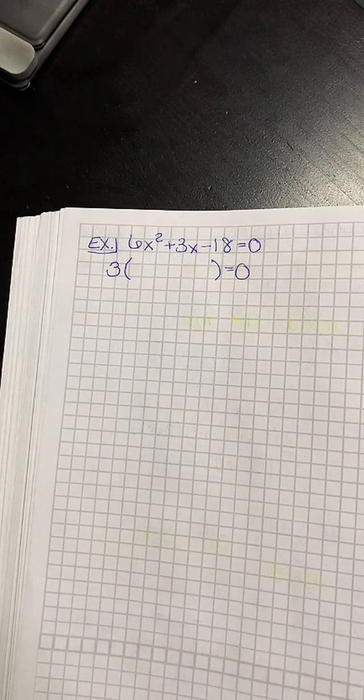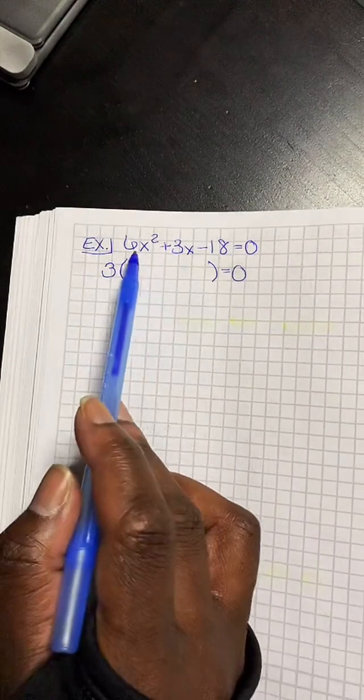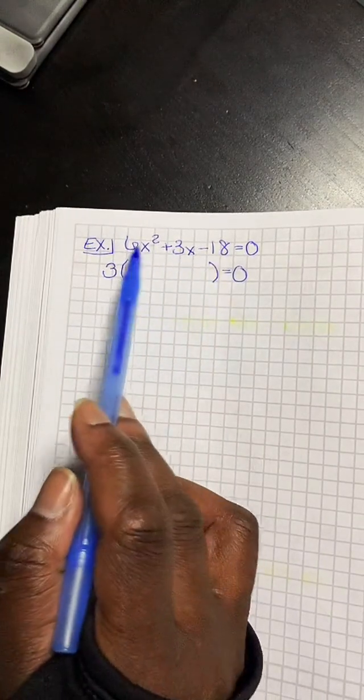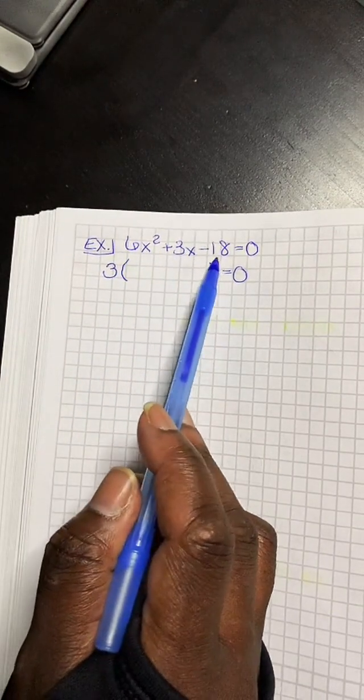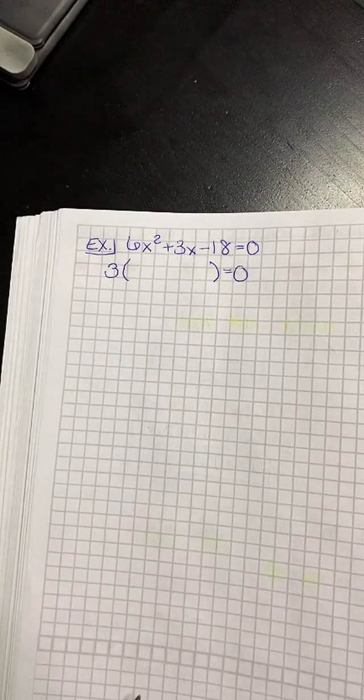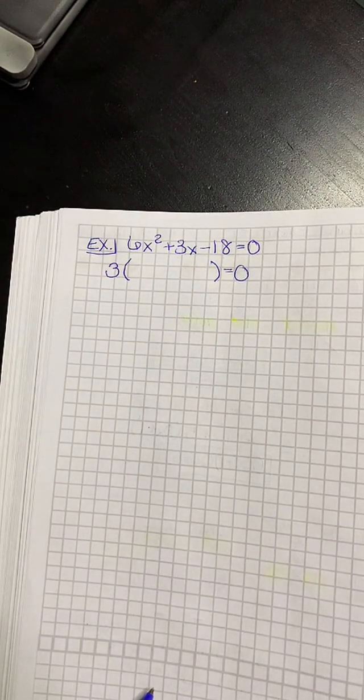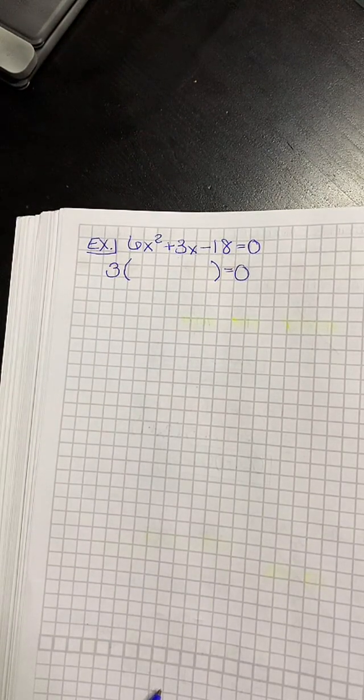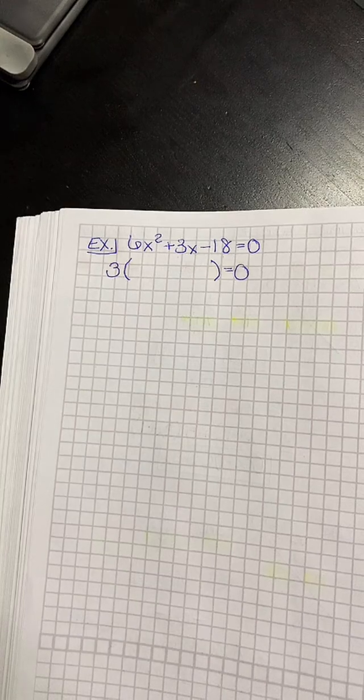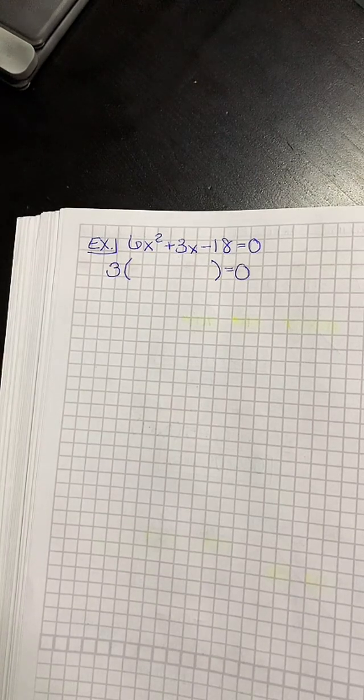And I want to say 2x squared plus x minus 6. Where did the 3 come from? You factor it out. That's your GCF. That's what 6 and 3 and 18 have in common. We have 3 times 2x squared plus x minus 6.